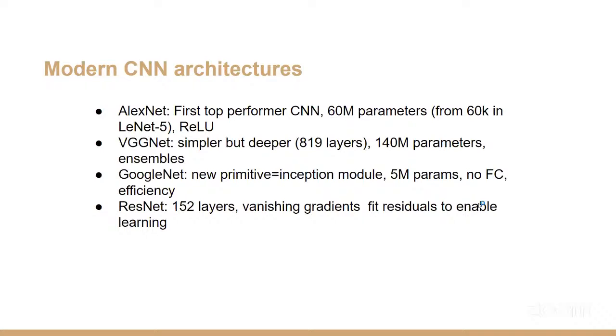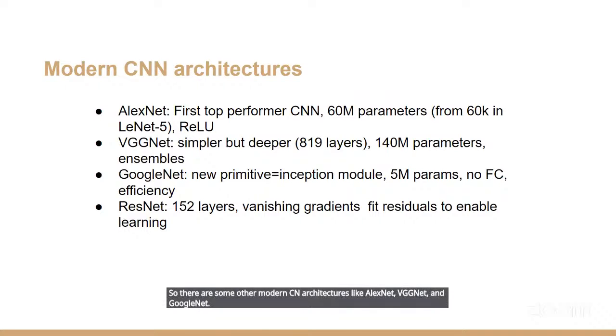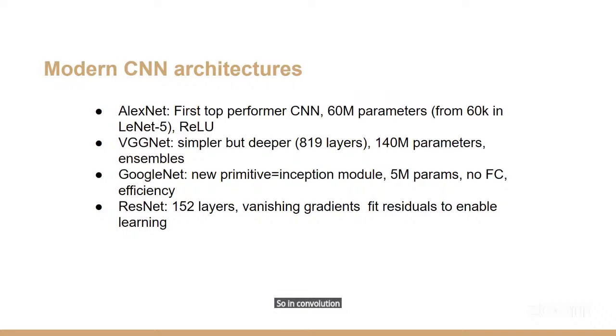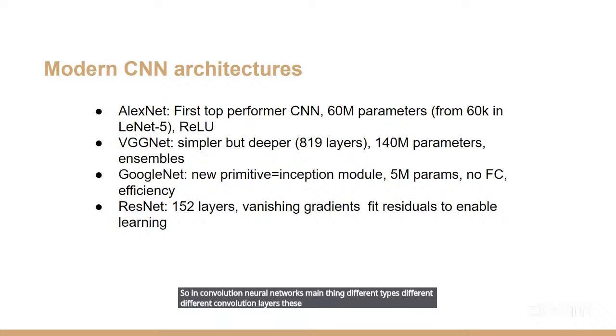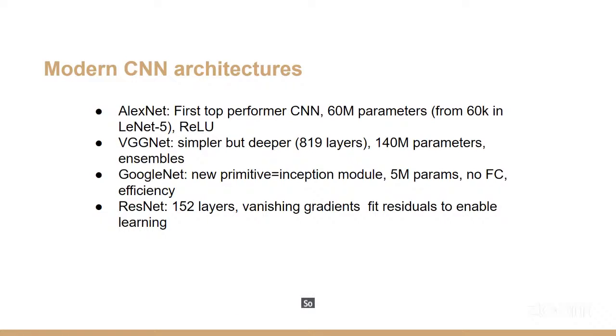So there are some other modern CNN architectures like AlexNet, VGGNet, and GoogleNet. So in convolution neural networks, the main thing is we take different types of convolution layers and different kernel sizes. After we multiply the two, finally we get the result. So again we will do some pooling. So if we do it like this, taking multiple layers, more layers, finally we will get a good output.